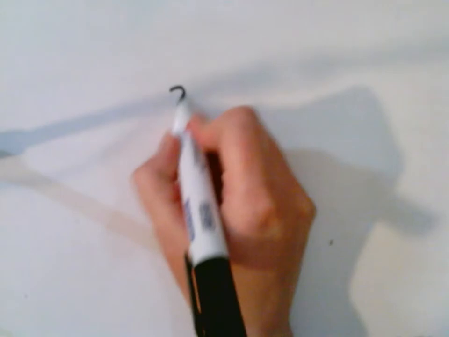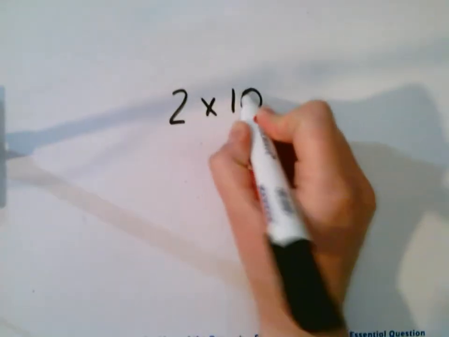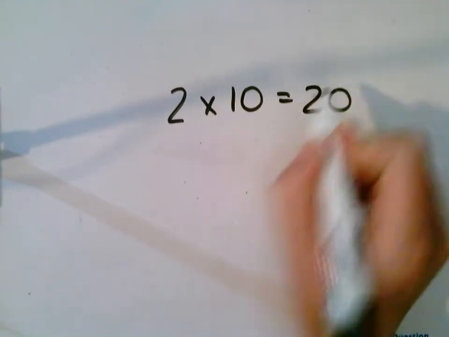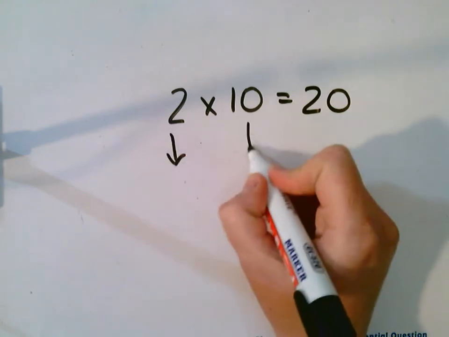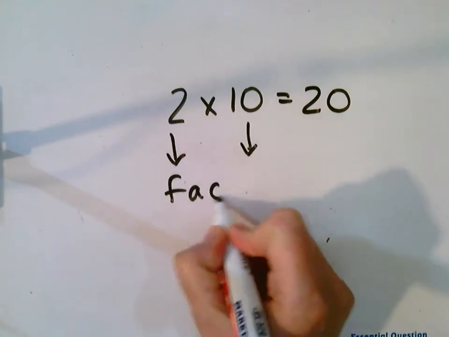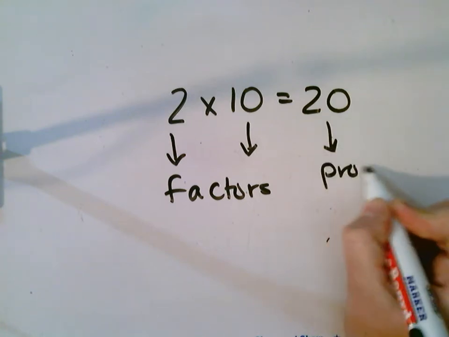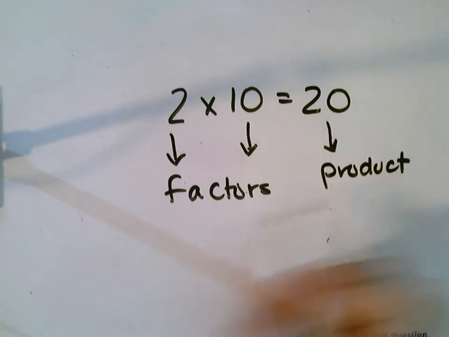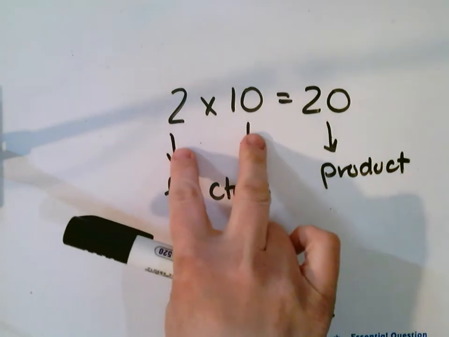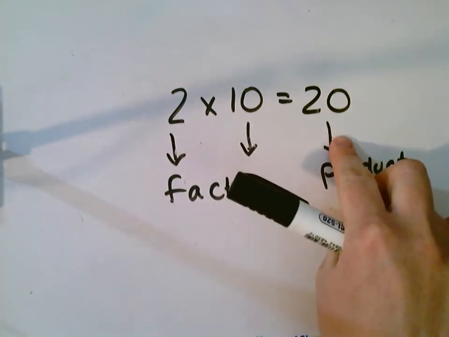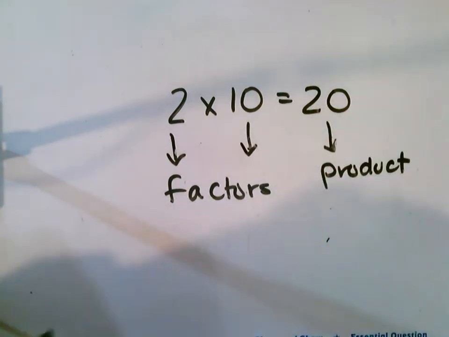Factors are the numbers that multiply together to make a product. So 2 times 10 equals 20. 2 and 10 are the factors. 20 is the product. The product is the answer in a multiplication problem. The factors are the numbers that multiply together to make the product.